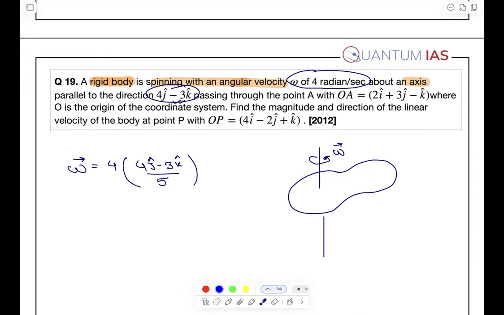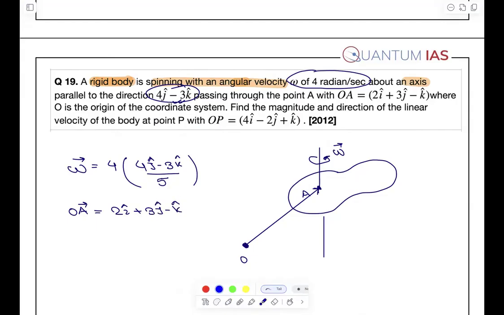Now they are passing through a point A. This is my point A, where O is the origin in the coordinate system. So let's take, this is my O. And A is given such that OA vector is given. So this OA vector is given as 2i plus 3j minus k.